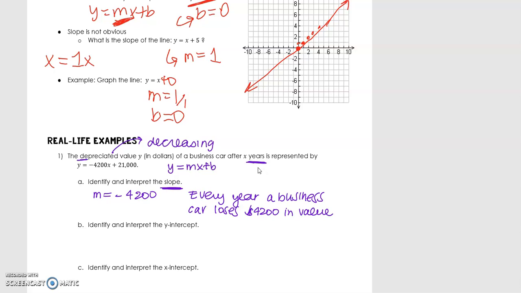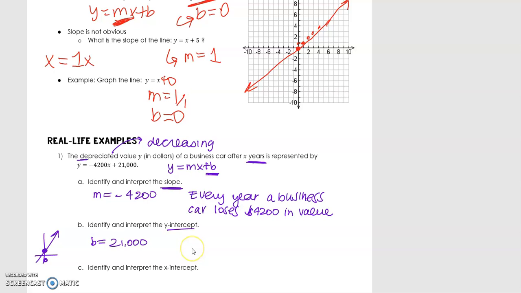The next part is identify and interpret the y-intercept. Again, I know you know how to do that. The b value in the slope-intercept form here is $21,000. So what does that mean in this problem? If you think about the graph, or any graph, here is our y-intercept, right? And if we're talking about time, this is 0. So the y-intercept is always a starting point.